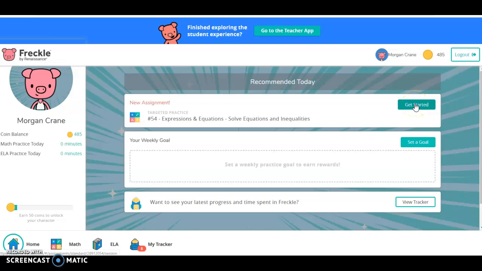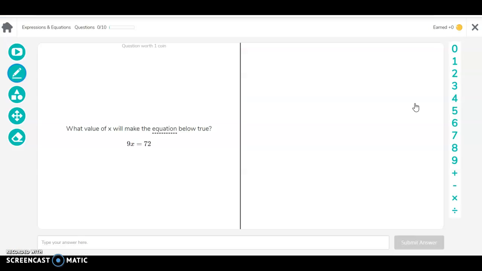Alright, good morning guys. We're doing expressions and equations, solving equations and inequalities. Remember, inequalities would be like greater than, less than, or equal to. So now you're going to be solving for the variable. In order to do that, this is my famous rule that I like to say: whatever you do to one side, you're going to have to do to the other.